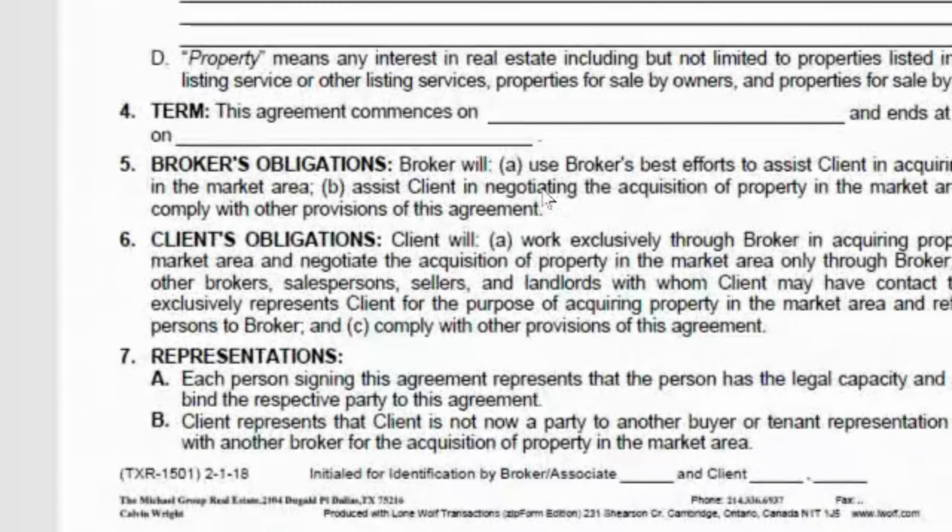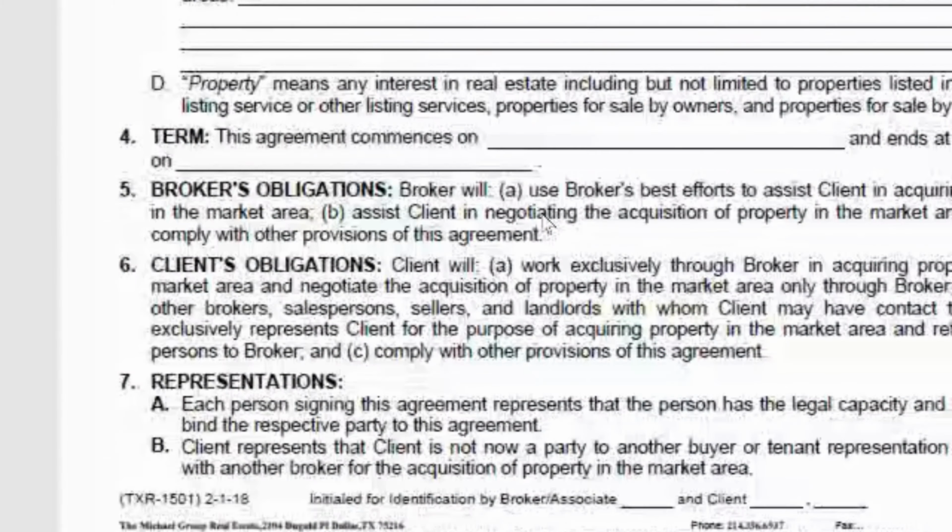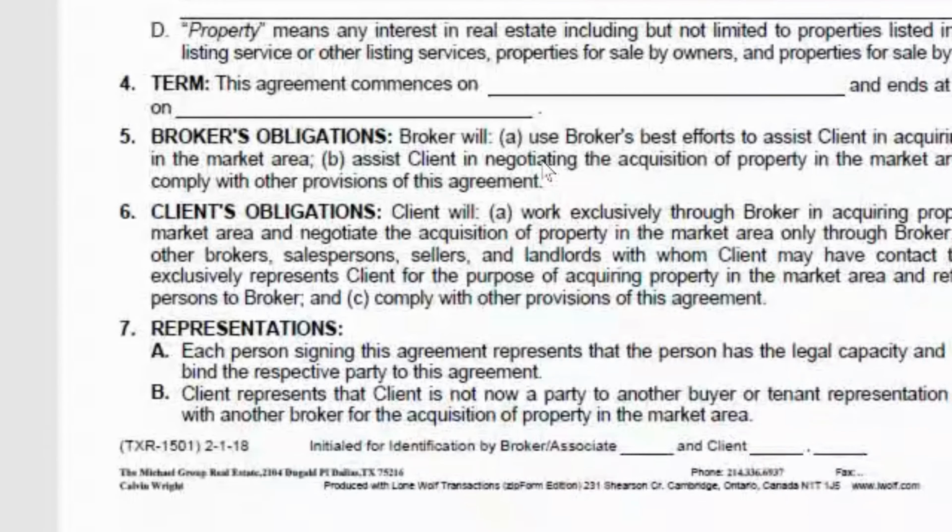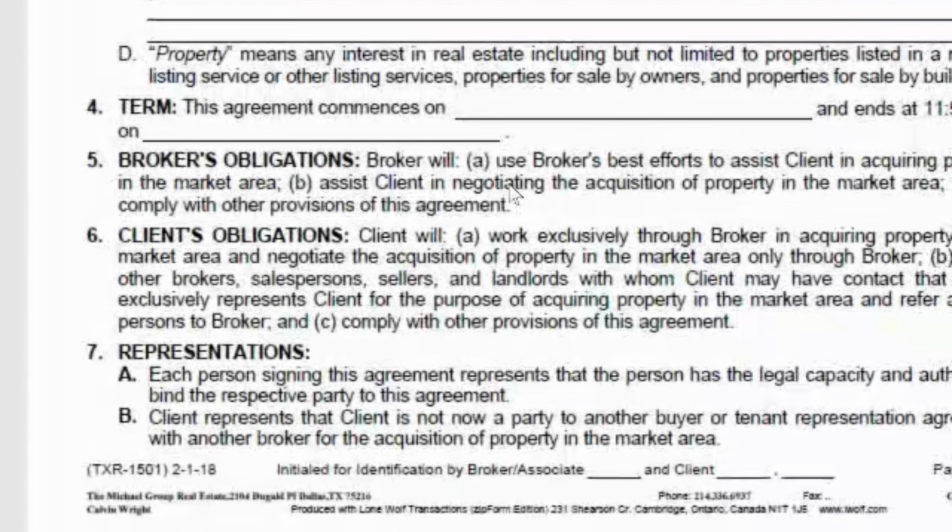What this talks about is your obligation as a client. You are basically saying that you're going to exclusively work with the current agent that you are with. A lot of times what we tend to have happen in the industry is that when you're searching for properties, sometimes you may have a tendency to want to call the listing agent and have the listing agent show you the house.